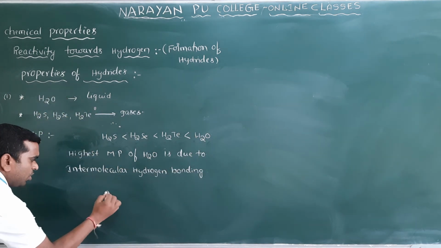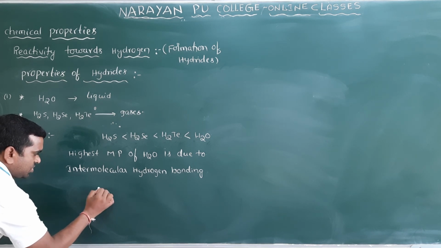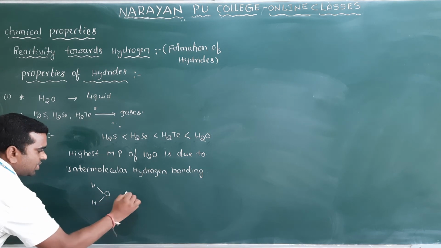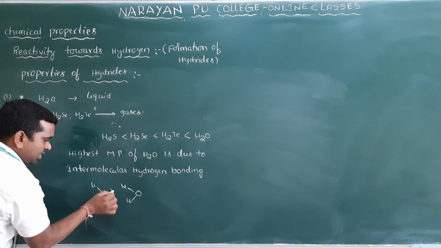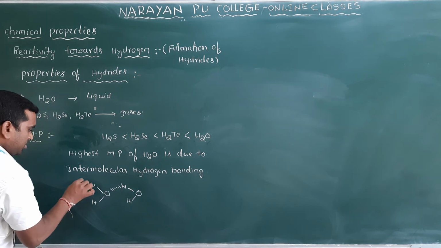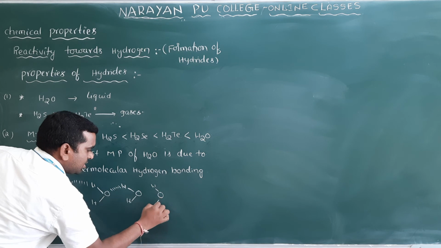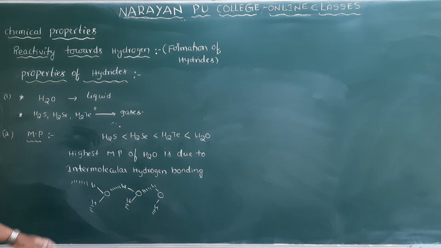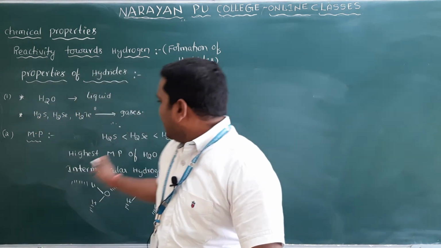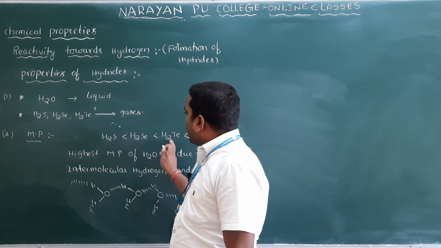Like you see here, suppose water is there. If I write here an H, and here there will be an H, you see there will be a hydrogen bonding here. So they will also be involved in hydrogen bonding. These are also involved in hydrogen bonding. This we call intermolecular hydrogen bonding. Due to that, it will have the highest melting point. The remaining cannot form hydrogen bonding.